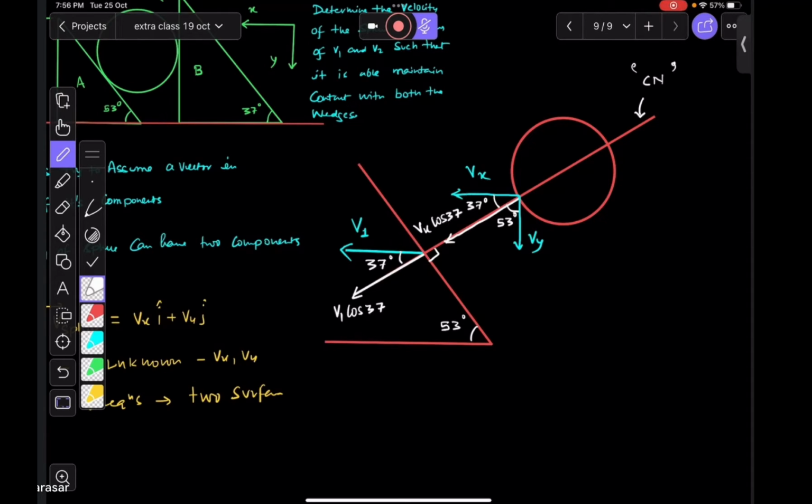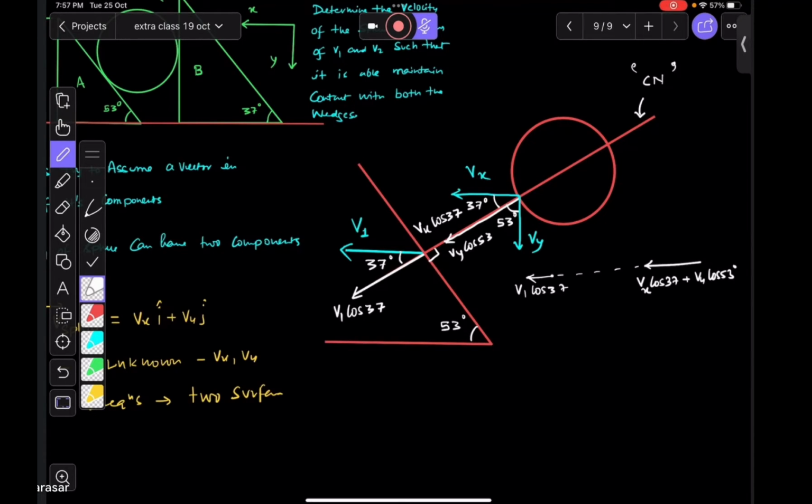And the component of our Vy along common normal will be Vy cos 53. So it is like one point that is running away with V1 cos 37 in this moment. And the other point is moving, chasing this point, with velocity Vx cos 37 plus Vy cos 53, sorry. Correct, no? Getting the point here.